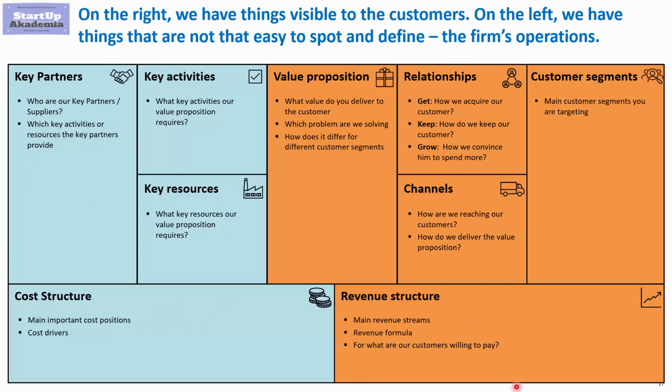On the right, we have things visible to the customers. On the left, we have things that are not that easy to spot and define, in other words the firm's operations. That's in short the business model canvas. As you have seen, it's pretty easy yet powerful method to describe business. In the next few lectures we will see how we can describe well-known businesses using this framework.